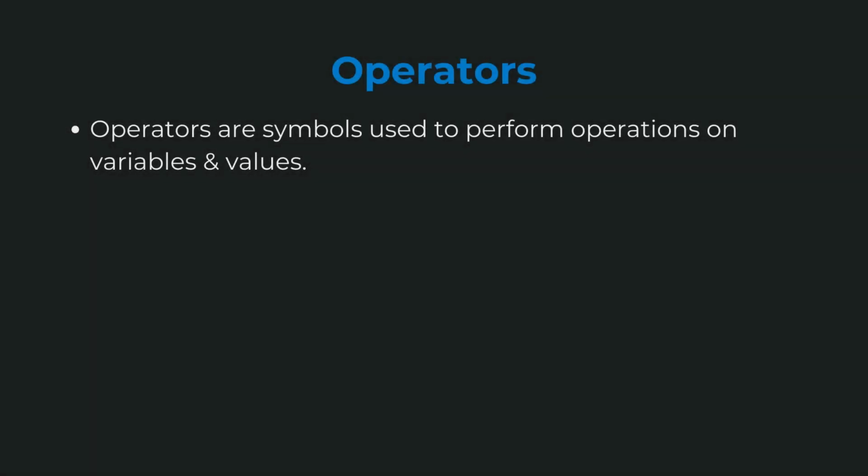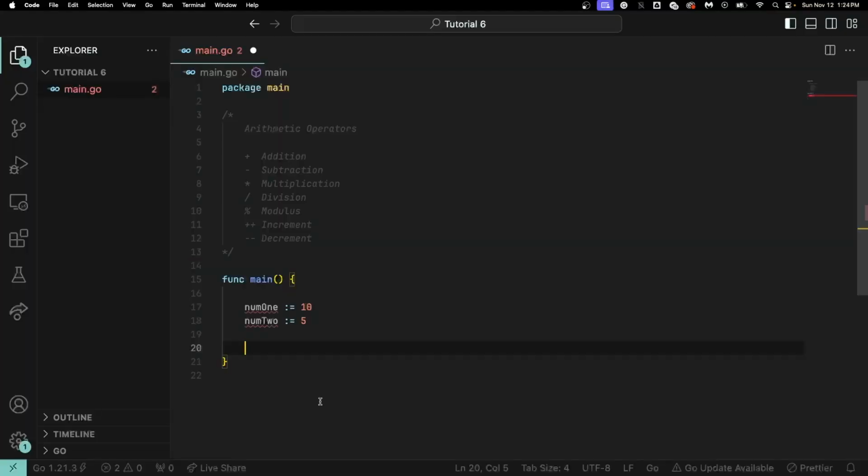Alright guys, so operators are symbols used to perform operations on variables and values. I know it might sound a bit complicated, but trust me, you'll understand them once we start using them. First, we're going to be covering arithmetic operators. And as the name suggests, arithmetic operators allow us to perform mathematical operations. So first we have the plus operator, and the plus operator allows us to add numbers together.